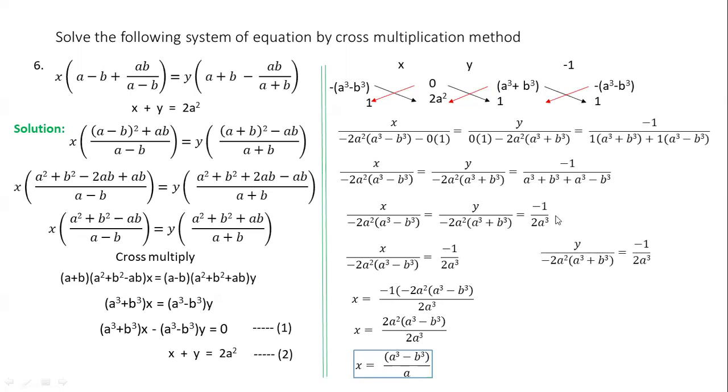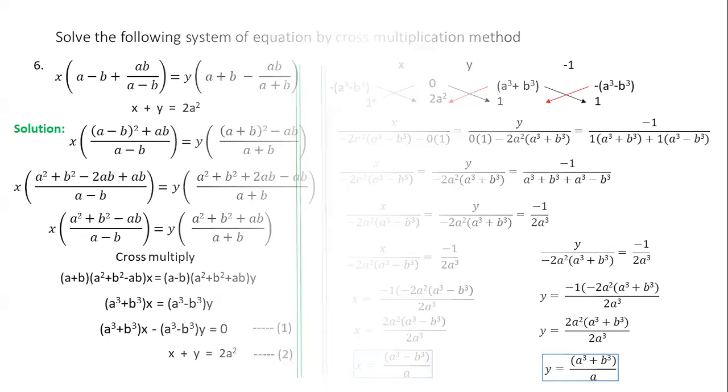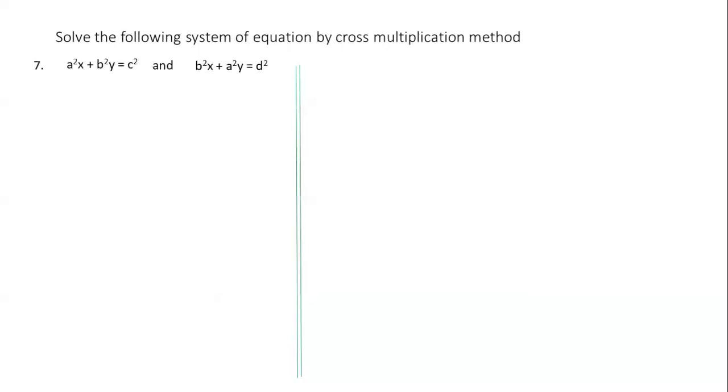Equate the second and the third expression. Take it, cross it. Minus minus 2a square into this. Again minus minus plus 2a square, a raised to 3 plus b raised to 3 upon 2. 2 cancels. It will be a raised to 3 plus b raised to 3 upon a. This is your x value and this is your y value. Sixth question over. Now let us take the seventh.